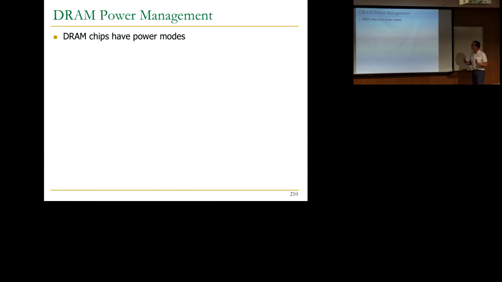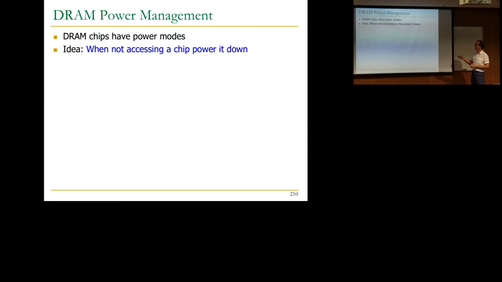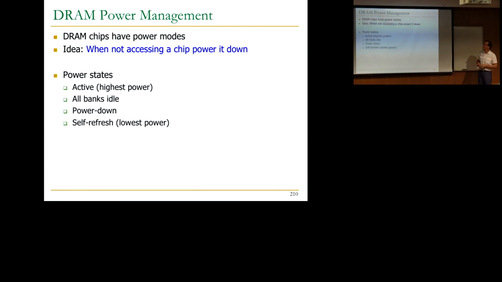Power management, very quickly. Power management is also important, clearly. DRAM chips have power modes. I think this is an area that requires a lot of innovation, actually. Maybe the idea is very simple: when you're not accessing a chip, power it down. So there are different power states. Active is the highest power. Or all banks can be idle, and there's a power down state, and this definition varies depending on the chip, and then self-refresh. This is the lowest power.